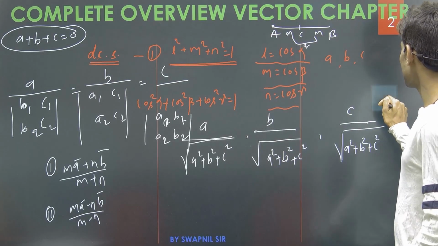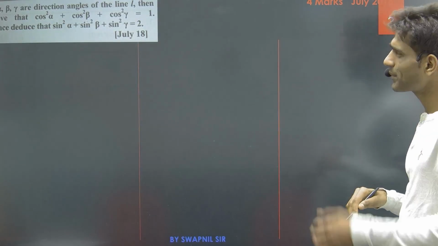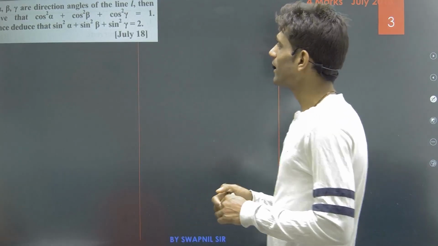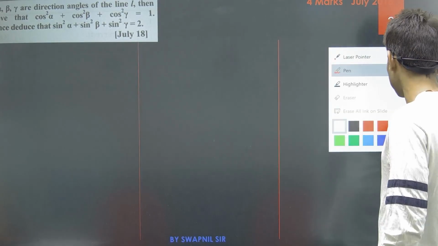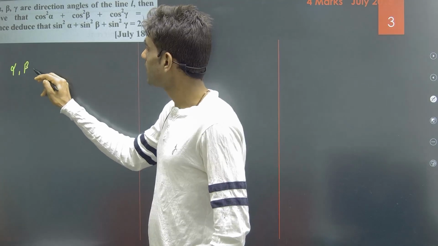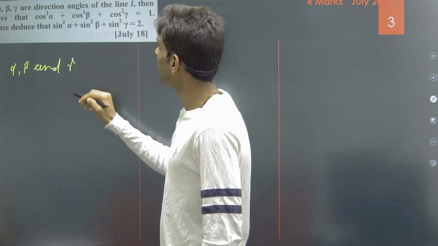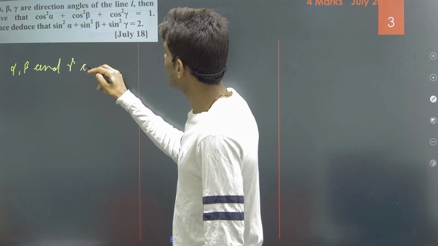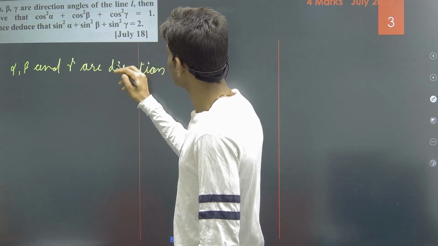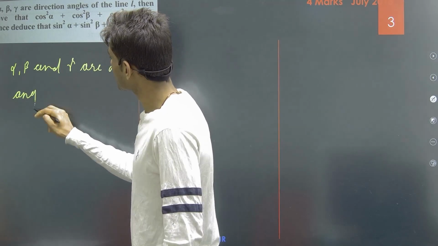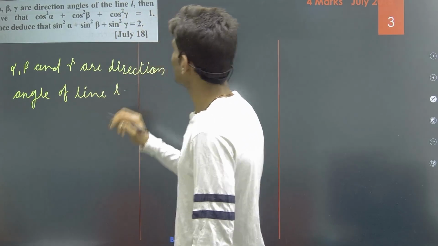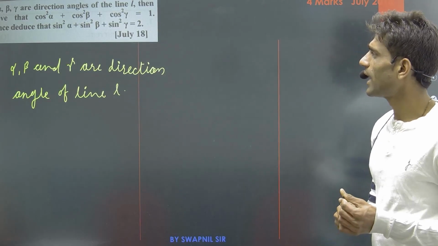Okay, so let's move to the next example. Here in our next example we are given that alpha, beta, gamma are the direction angles of a line L. Let me write first of all what we have given: alpha, beta, gamma are direction angles of a line L.